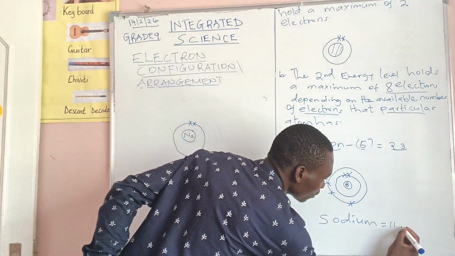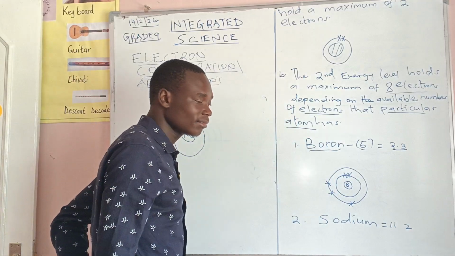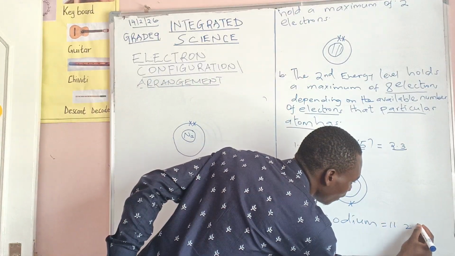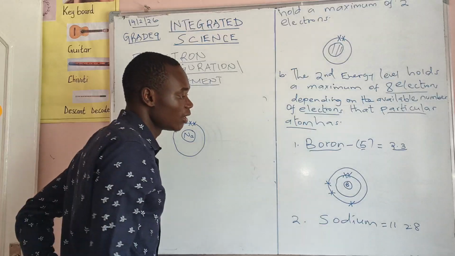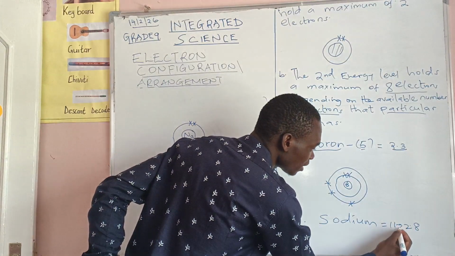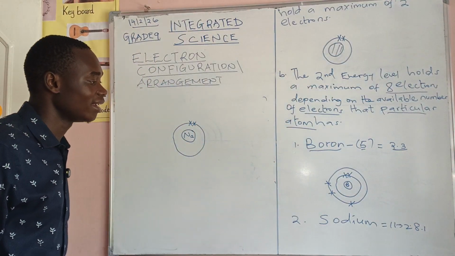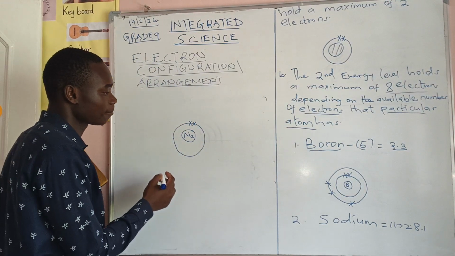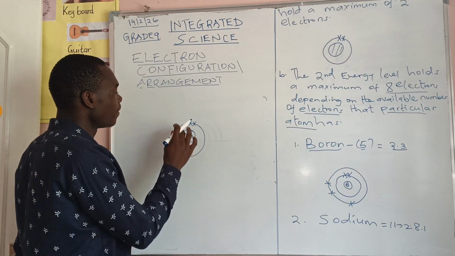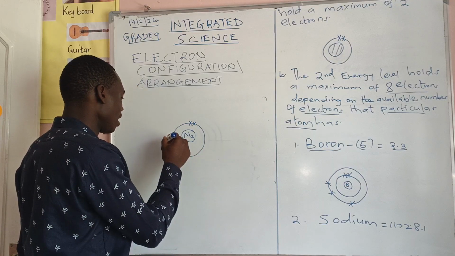Now, the first holds 2. And then the second, I said, holds a maximum of 8. So 2 plus 8 is what? 10. What remains is 1. So we are coming there. If we want to draw the diagram, the first holds 2. How about the second?